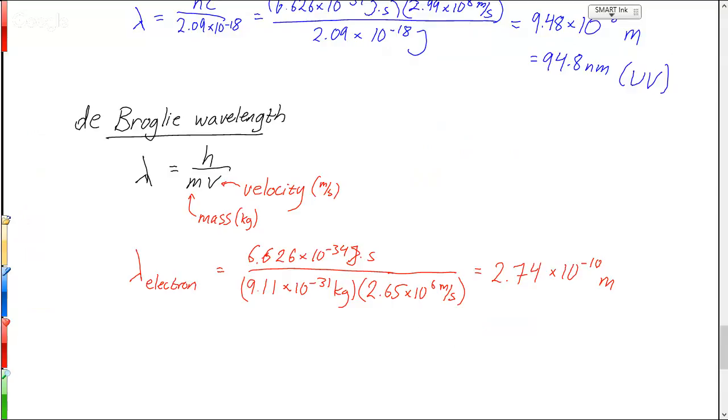So it's definitely way out in the past UV area of the spectrum. But that is a light-like wavelength. So we're saying that the electron has a wavelength kind of like light, and that's why it can behave that way. If we try to solve this for something like a baseball, it's going to be way different.